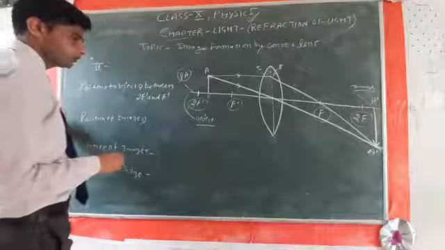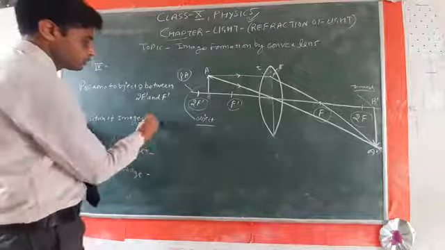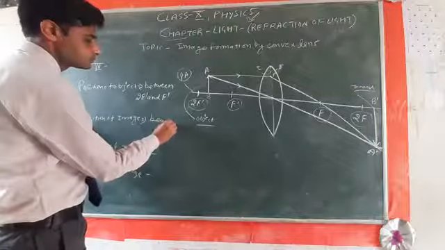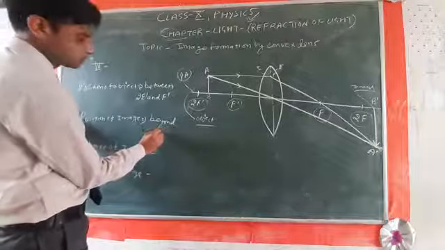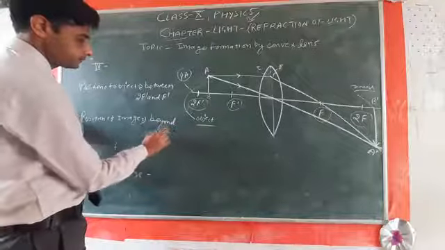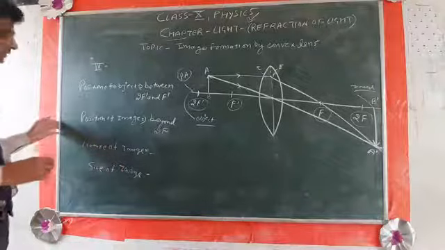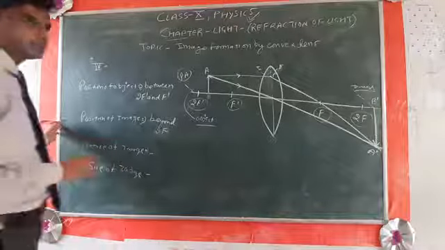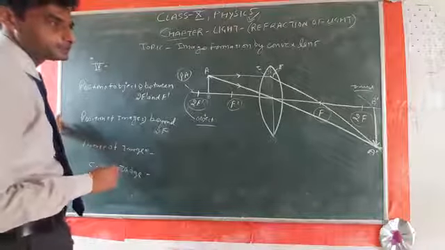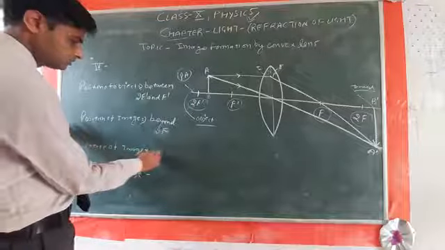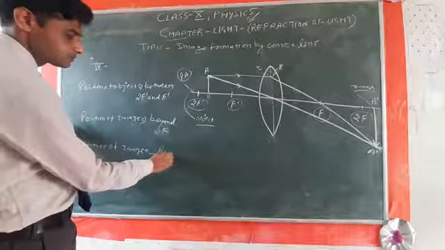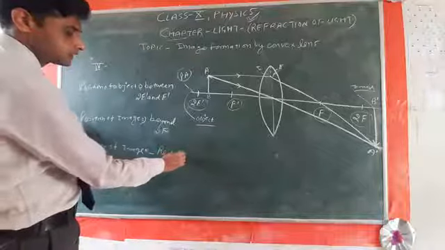So the position of image is beyond 2f. It is the position of image. And the nature of image, as you can see, is real and inverted.